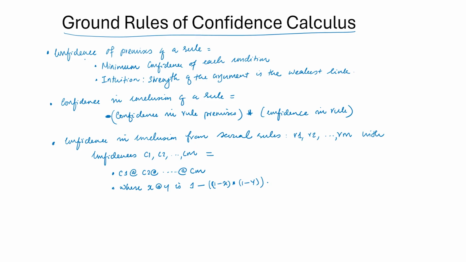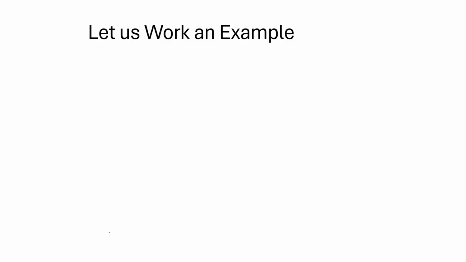So, simple: the confidence of the premises of a rule is the minimum confidence in each condition, and the intuition is that the strength of the argument is the weakest link. The confidence in the conclusion of a rule is the product of the confidence in the rule premises multiplied by the confidence in the rule. And if you have multiple rules, then we use the @ operator, which is 1 minus (1 minus x) times (1 minus y). So, let us work an example, as we did earlier. The earlier example, the mid-claw one, let us do that.